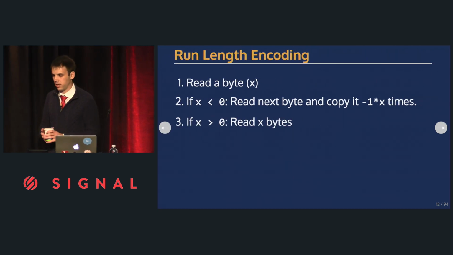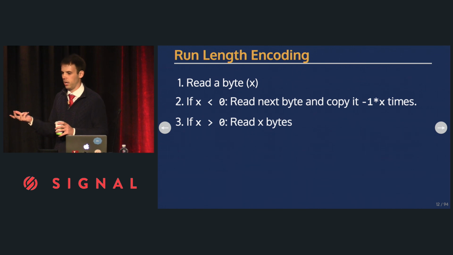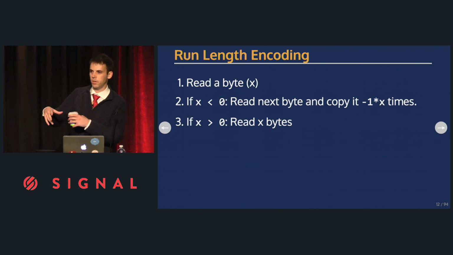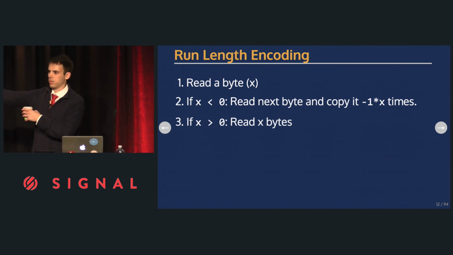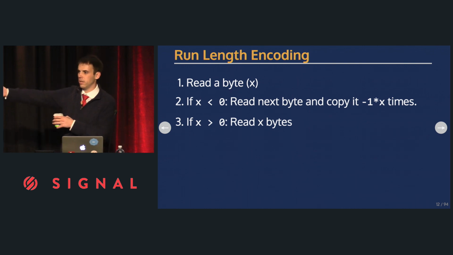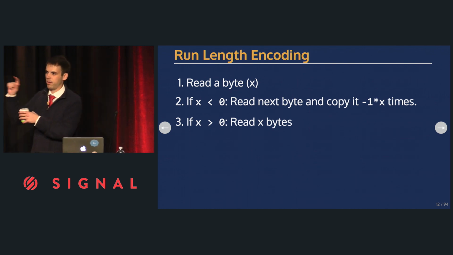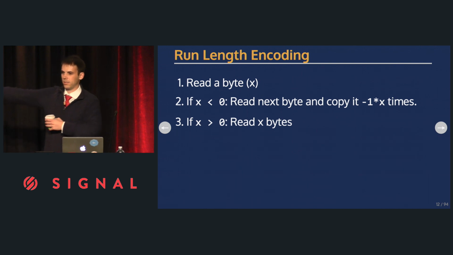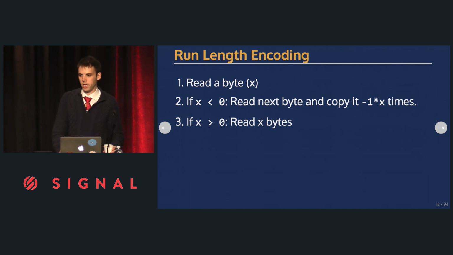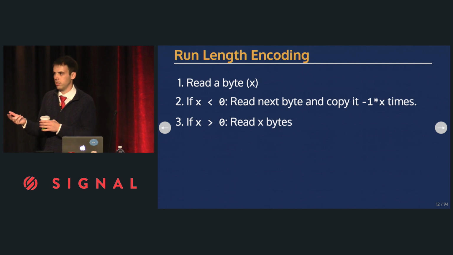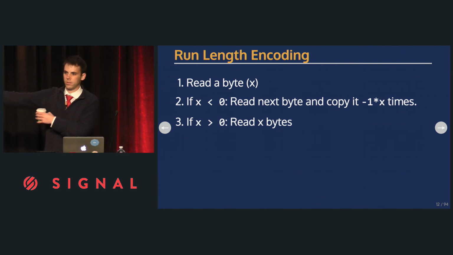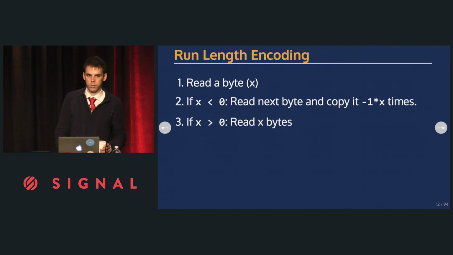So this is the basic encoding format. We read a byte. If that byte is negative, read the next byte and then copy it that many times. So if we got negative 17, read the next byte and copy that one 17 times, right? And then that's your decompressed file. If the first number you read is bigger than 0, copy that many bytes, and they're probably unique. So if you get 10, copy the next 10 bytes. They're unique. Just copy that.